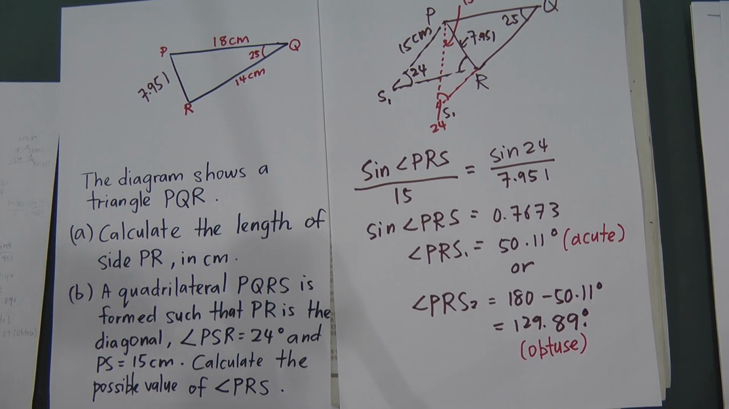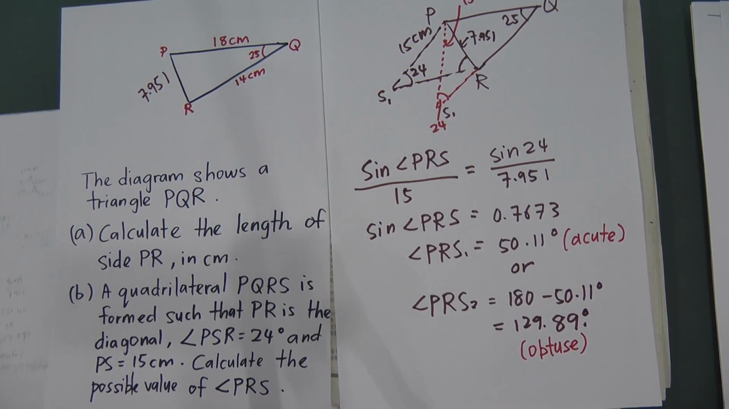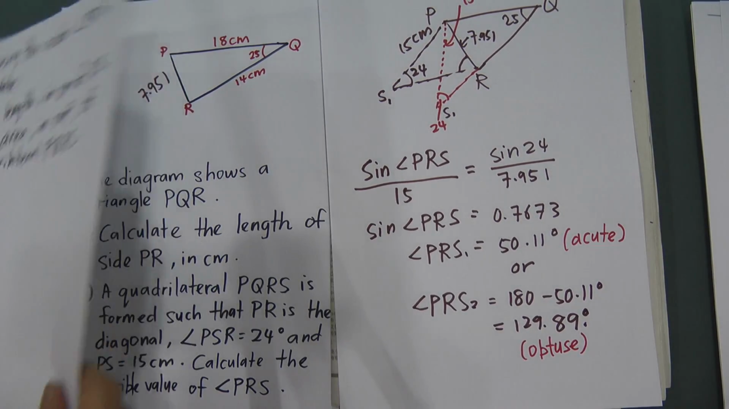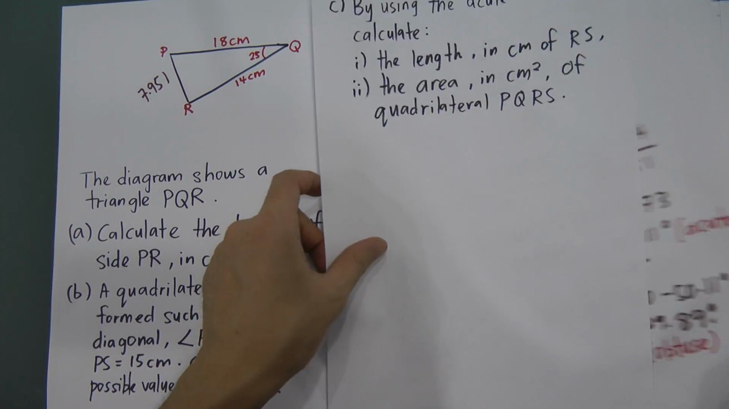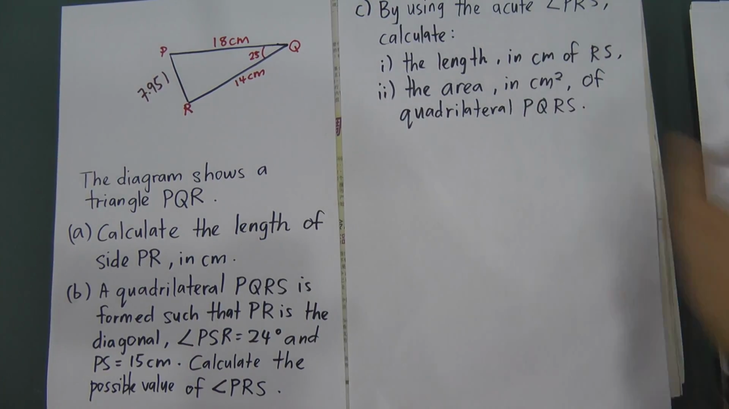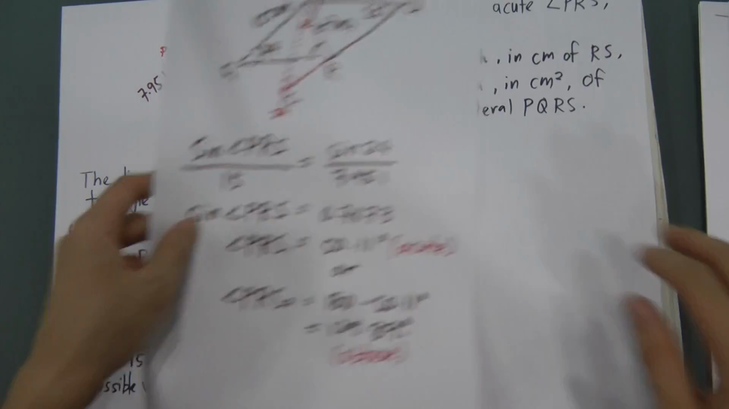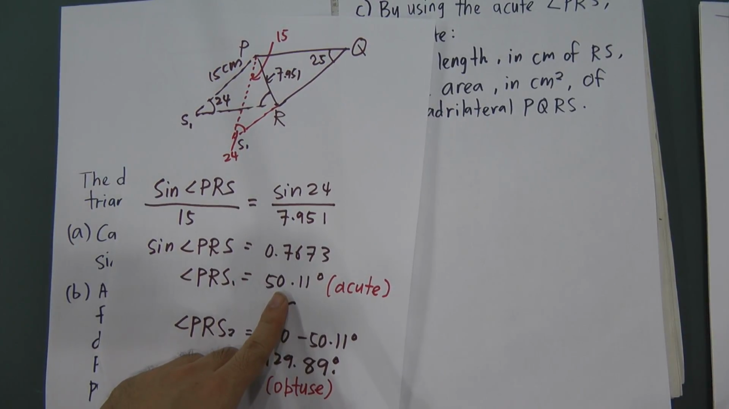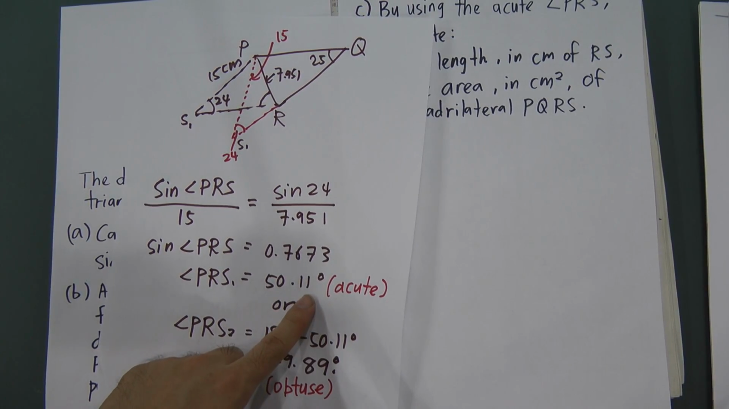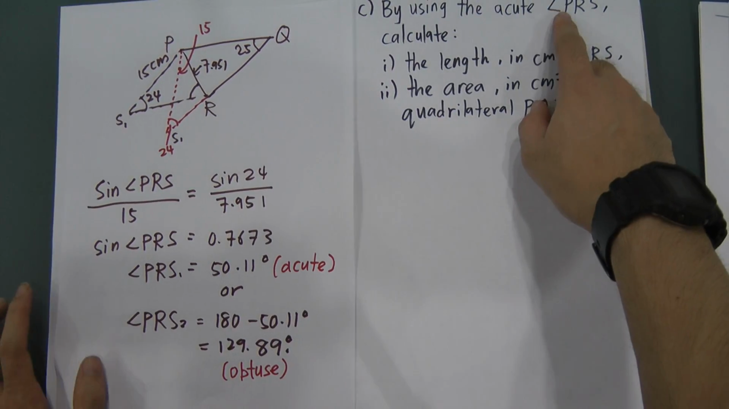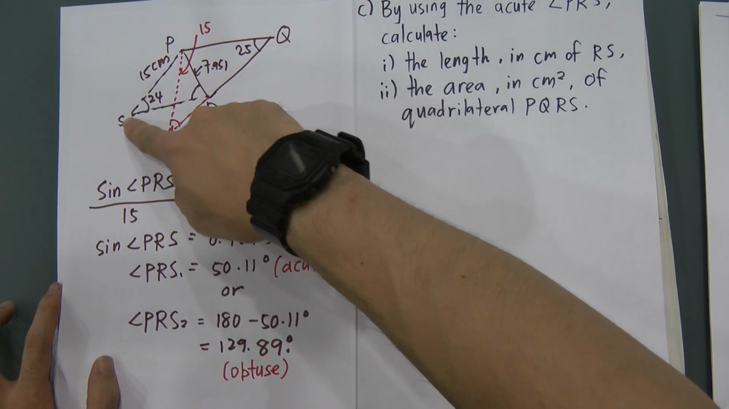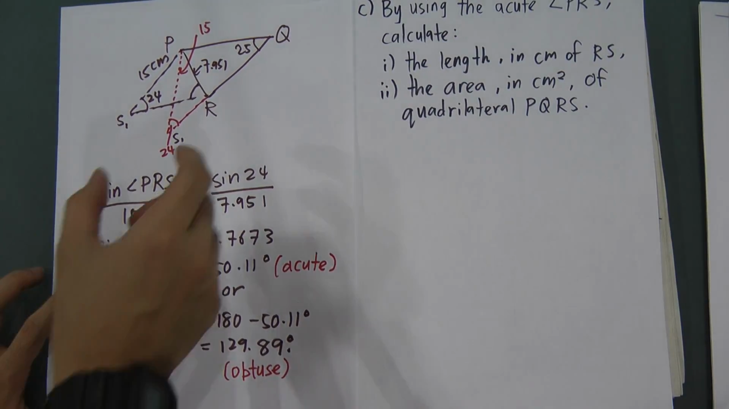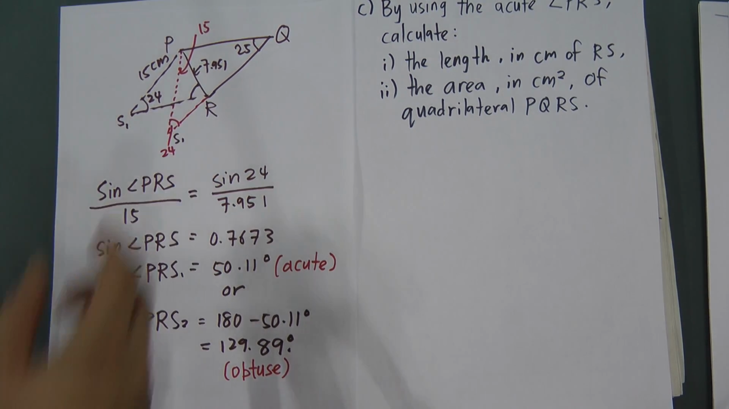Okay. After that, the last part, part C. What they want is, by using the acute angle, means he wants to use this angle, because this is the acute angle, the 50.11 angle. By using the acute PRS, calculate the length of RS.